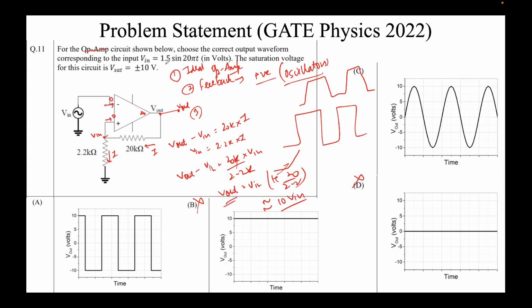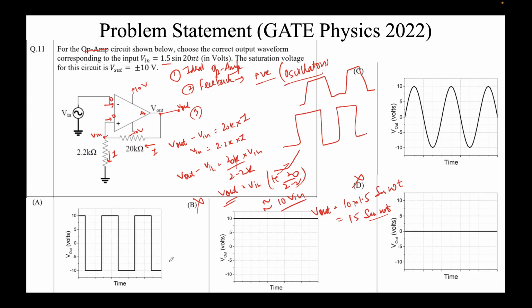Our input is 1.5 sine omega t, so our output will be 10 times 1.5 sine omega t. The frequency is not of concern here. So this will come out to be 15 sine omega t, correct? 20k by 10k, yeah, 15 sine omega t. And we know the saturation voltage is plus minus 10 volts. So we simply know that we cannot go beyond 10 volts.